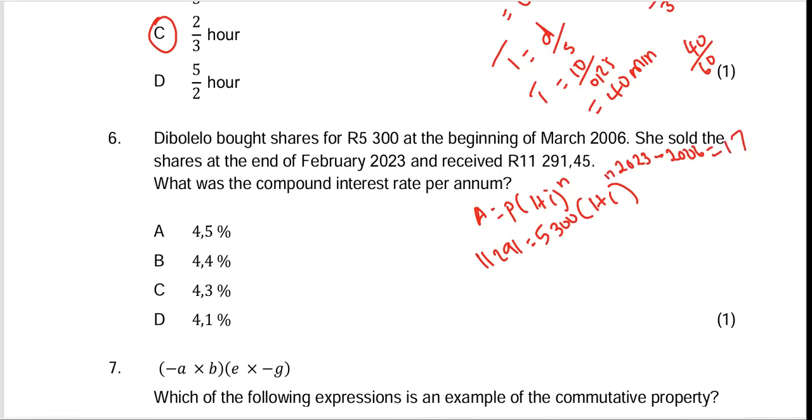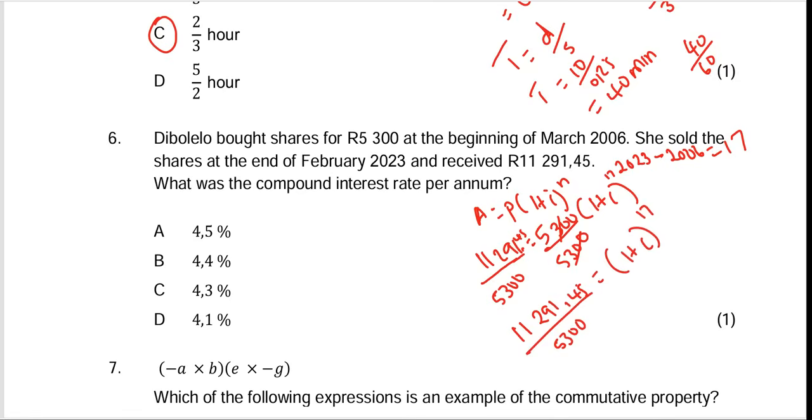All right, and then after that, you're going to divide both sides by 5,300 here, and by 5,300 here, and then this one will cancel with this one. It's going to be 11,291.45 divided by 5,300 equals 1 plus i to the exponent of 17.